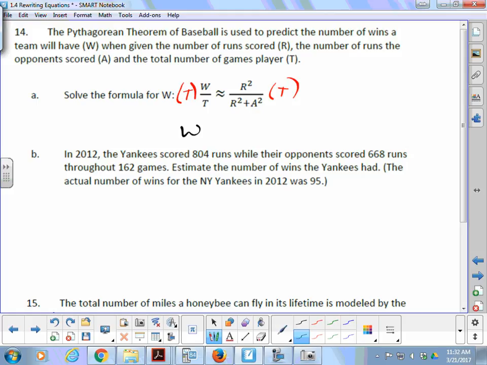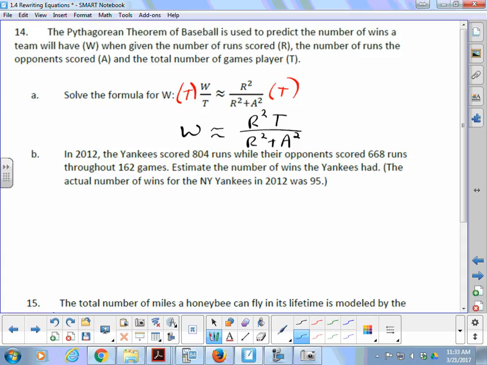So W is approximately R squared T, because that just goes to the numerator then, and R squared plus A squared in the denominator. Right? So there's a book written by Bill James is the guy's name, and if you've seen the movie Moneyball, then this is the big formula that they use in Moneyball. Right? So in 2012, the Yankees scored 804 runs, while their opponent scored 668 runs throughout 162 games. Estimate the number of wins the Yankees had. The actual number of wins for the Yankees in 2012 was 95.